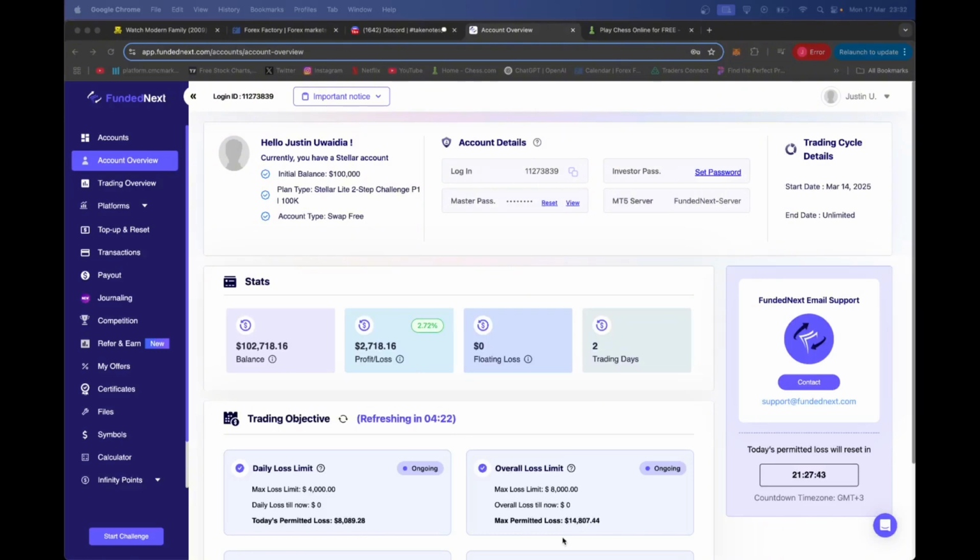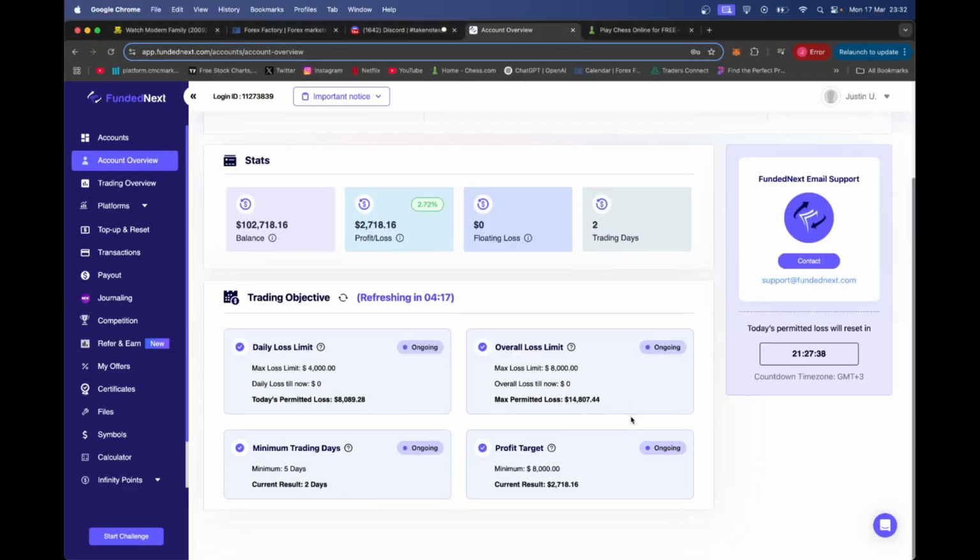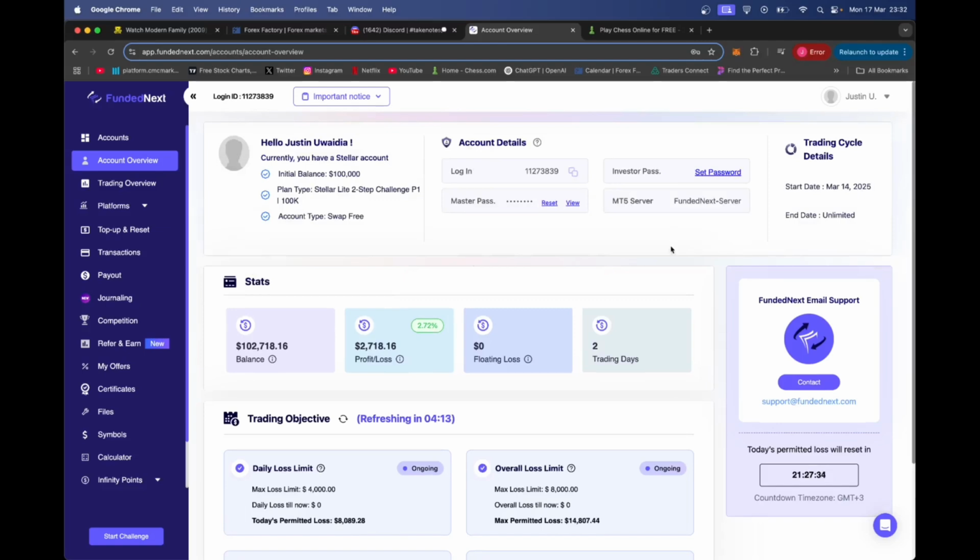Alright, so this is the funded next account. It took me a little while to pattern it, but I ended up sorting it out. It's got my name on there. I bought the account, start date on the 14th, which is on Friday.